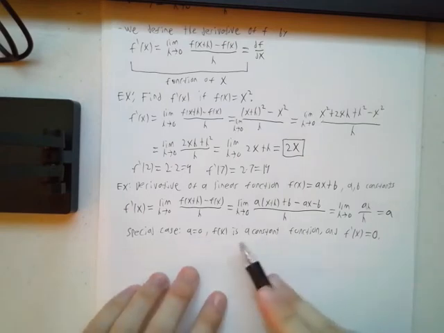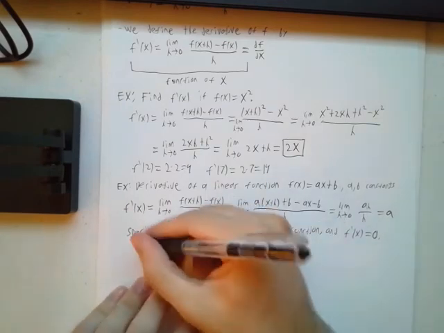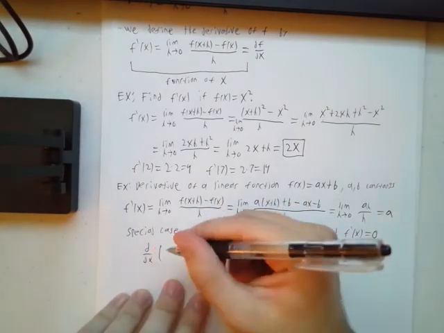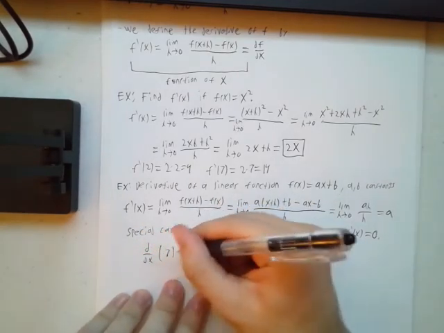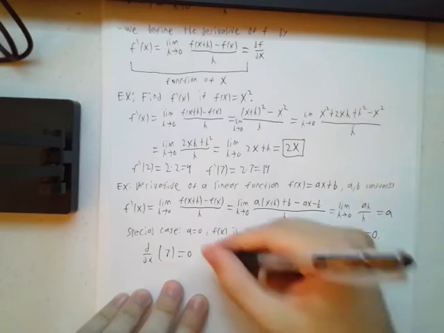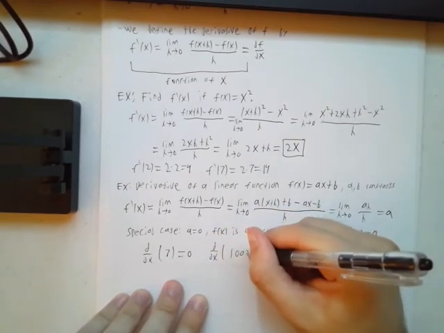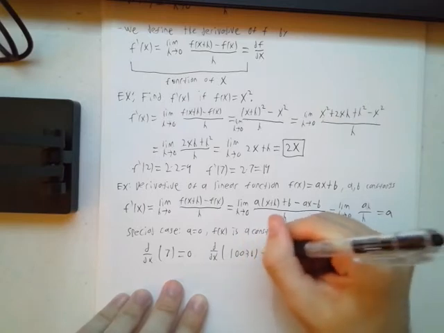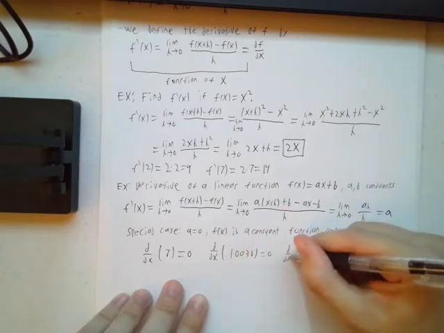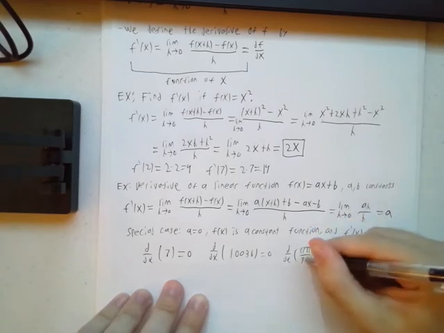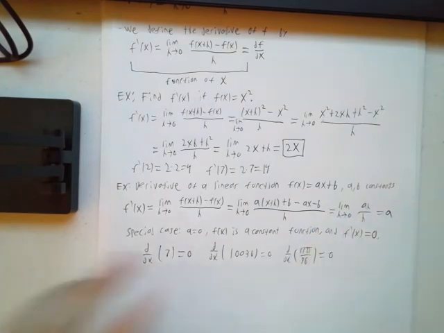So no matter what that constant looks like, if I take the derivative of 7, it's going to give us 0. If I take the derivative of 10,036, it's 0. If I take the derivative of 17 pi over 96, it's still 0. So later in the class, it will be important to keep this in mind.